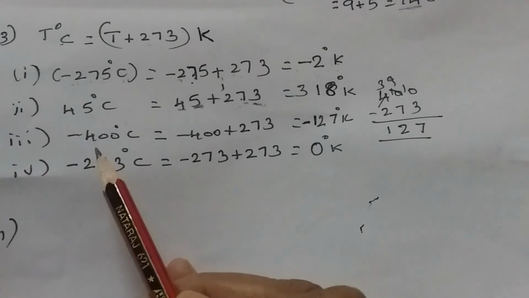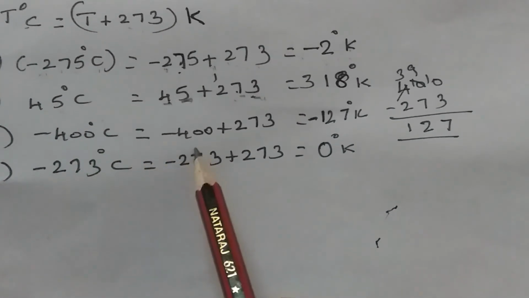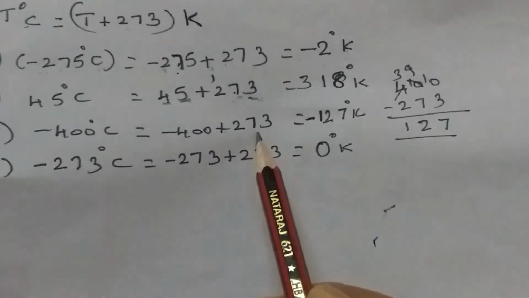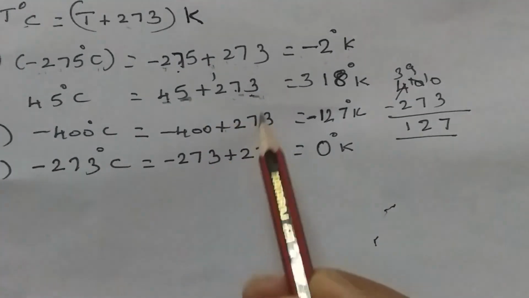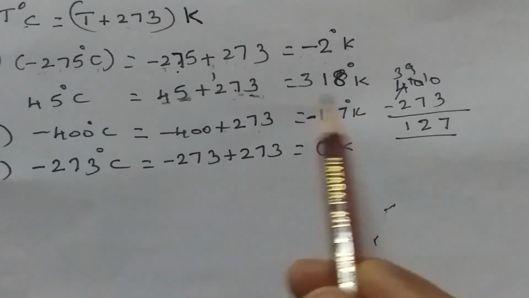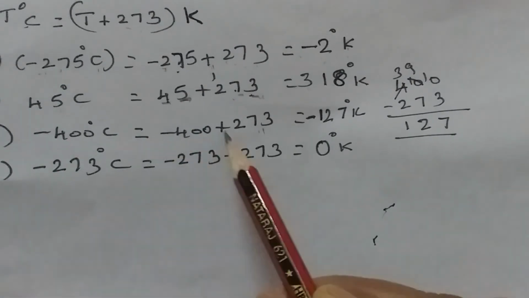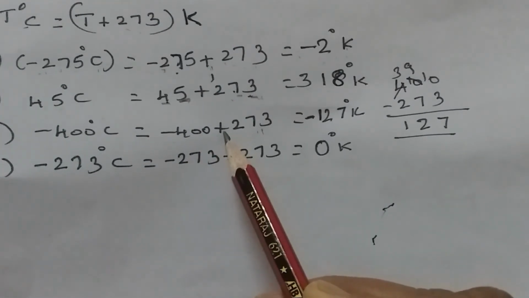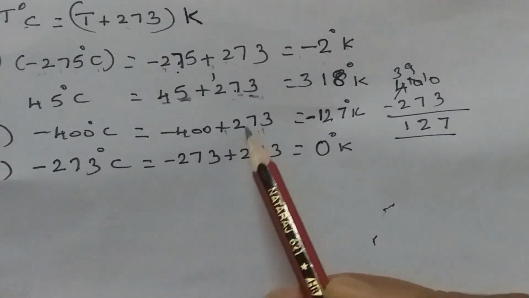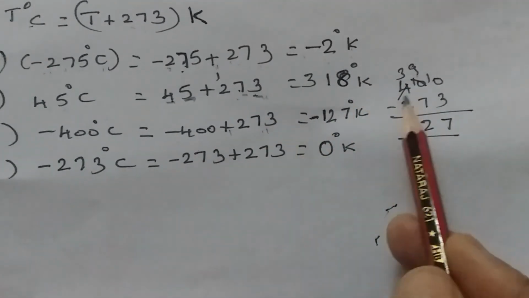And the third one is minus 400 degrees Celsius. So what to do? Minus 400 plus 273. This is the rule, like a formula. So the rule for converting Celsius to Kelvin is add 273. Okay, so signs are different. So what is the method? What is the rule? Signs are different. Subtract and put the sign of the greater number. So from 400, subtract 273.